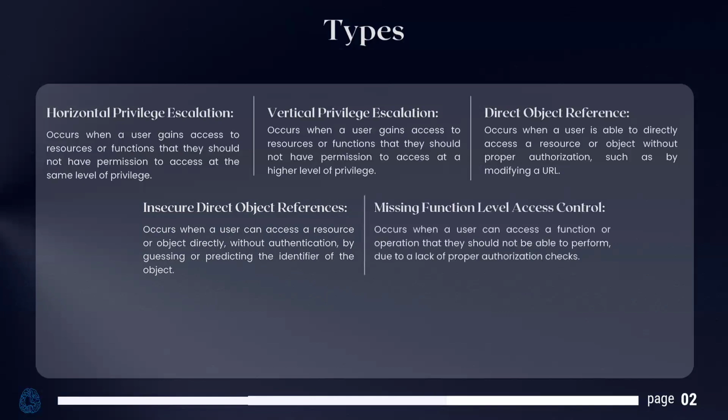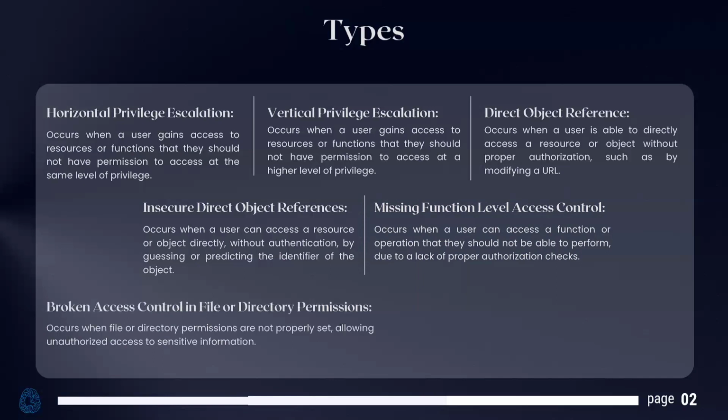And then there is missing function level access control. It occurs when a user can access a function or operation that they should not be able to perform due to a lack of proper authorization checks. So basically, like modifying the access method and performing restricted actions, or accessing user logs or premium accounts. As I said earlier about the Spotify example, where I'm able to use the premium feature without any cost, just by manipulating the request and response of the target.